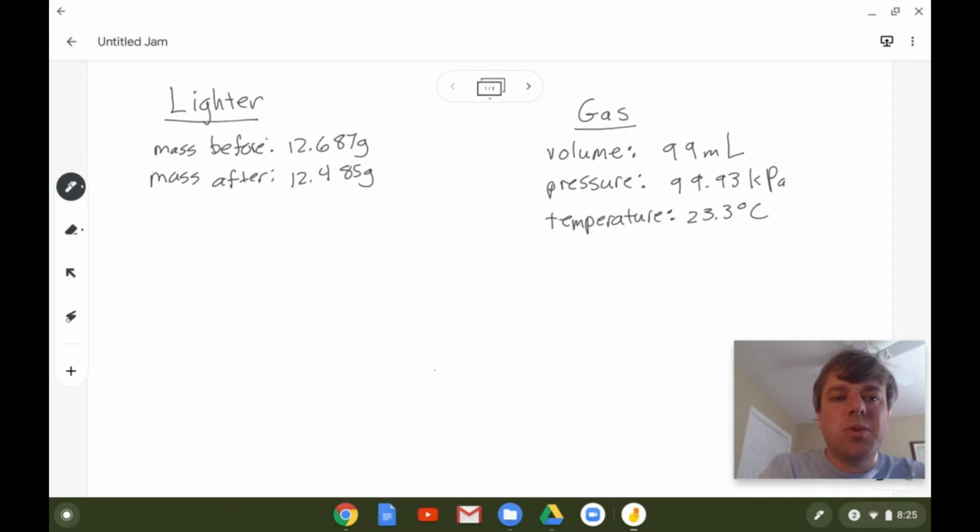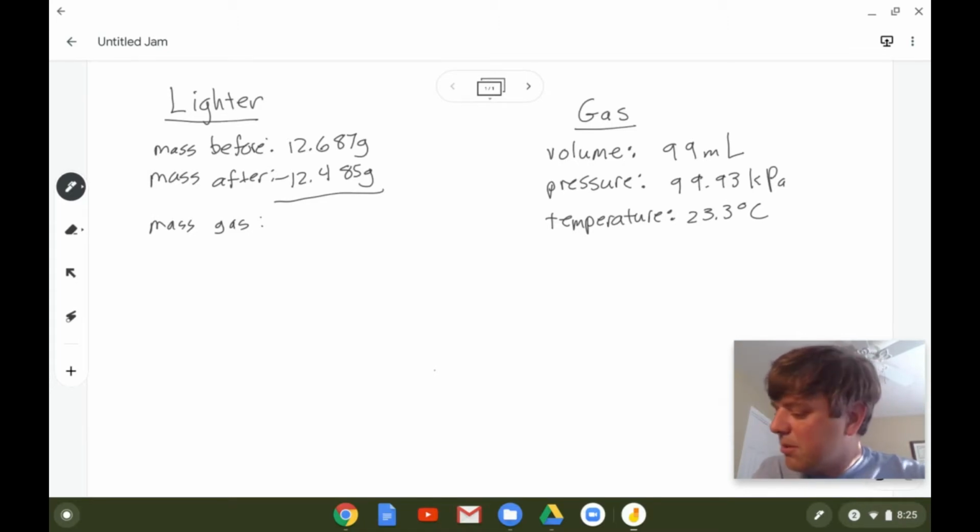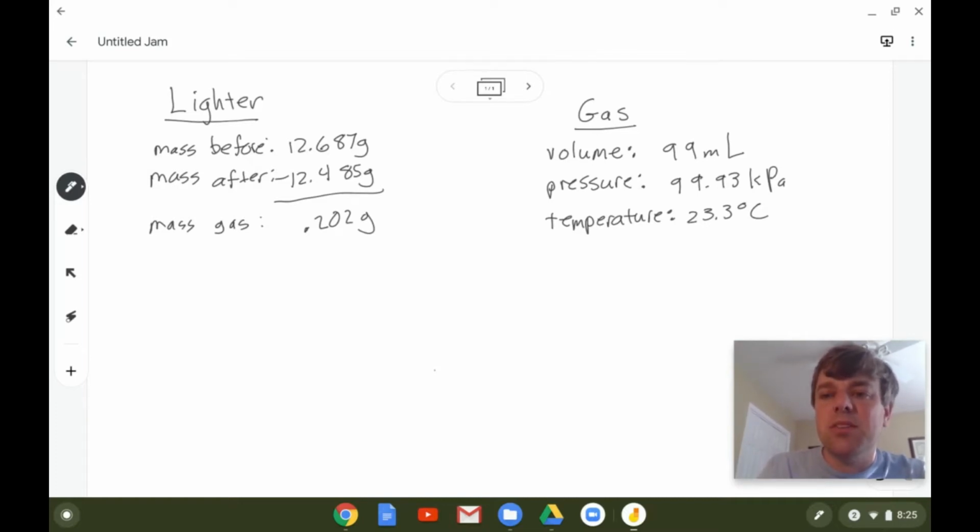All right, so from watching the video, you should have found the following data points. We have the mass of the lighter before and the mass of the lighter after, so we can figure out the mass of the gas through some simple subtraction, and the mass of the gas comes out to be 0.202 grams. The volume is 99 milliliters, but in the ideal gas law we have to use liters, so we divide by 1,000. There's 1,000 milliliters in a liter, so this is 0.099 liters. For pressure, 99.3 kilopascals, and for temperature, 23.3 degrees Celsius, which in kelvins is 296.3 kelvins.